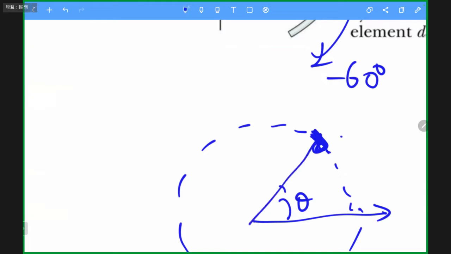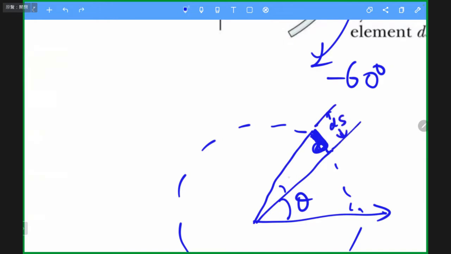So if we try like this, when you consider this is ds, and this angle will be called d theta. Of course, this angle should be very, very small, but I cannot draw it too small. It looks quite large, but this d theta is a very, very small angle, so that this arc is ds. And in high school mathematics, ds should be r times d theta.